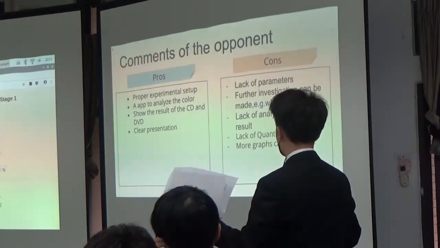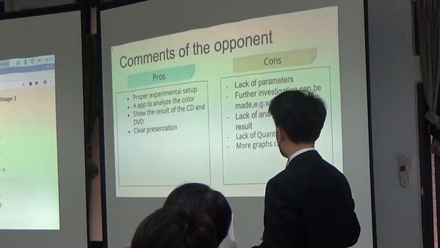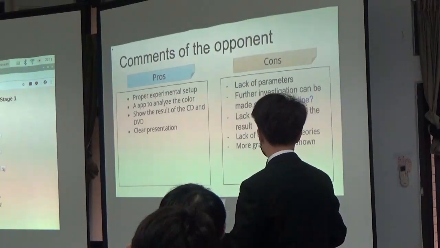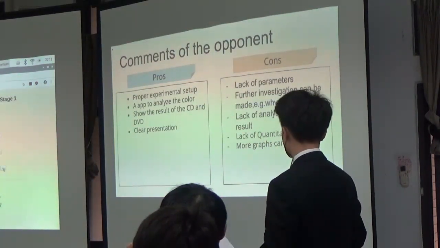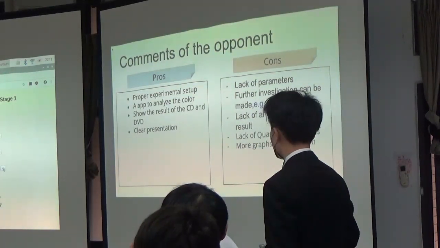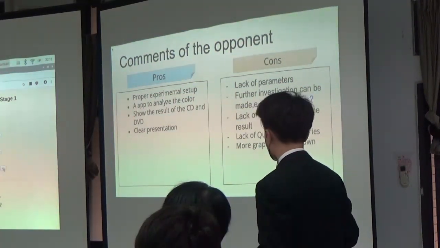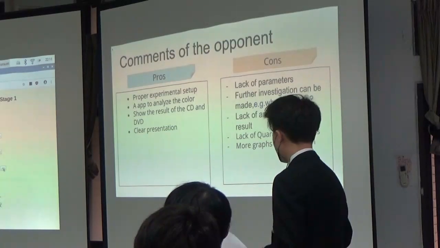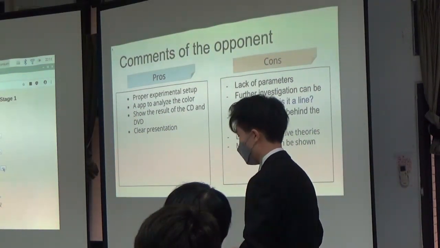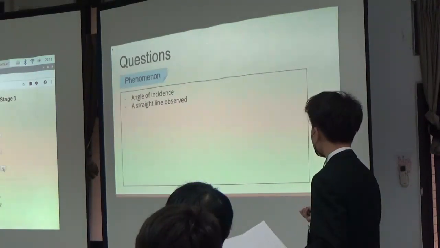For example, the reporter did not explain why only a line can be observed. And also, there wasn't much data analysis behind the results. And also, there weren't quantitative theories, since there weren't many equations shown. And also, we believe that the reporter can show more graphs in his report, not just words.